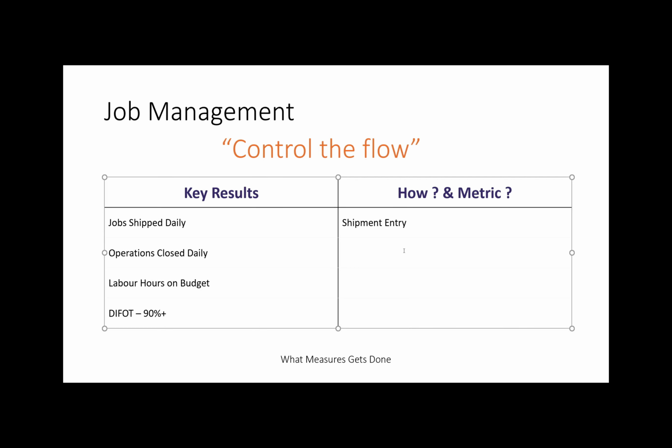which you're all pretty used to doing, but we will go through it again. Operations close daily, we can do that through Job Explorer quite easily. Labour hours on budget, for that we'll use estimated versus actual. And for the DIFOT, they do have a report set up, but I will rename it just DIFOT for you so it's easy to find. They will all be in the same place, which we will go through now.